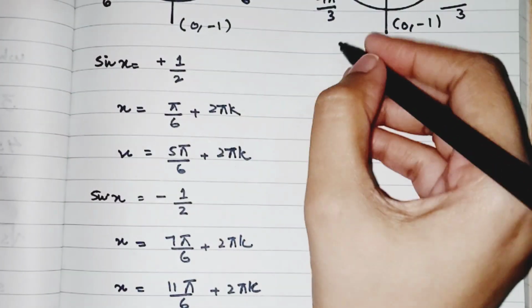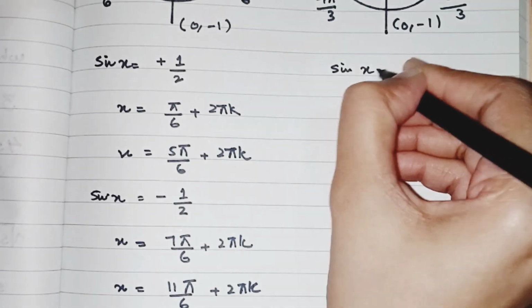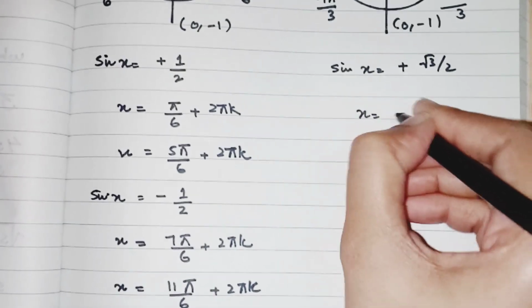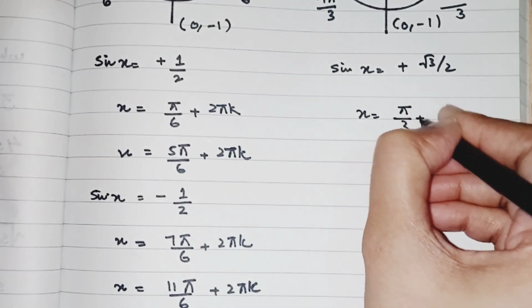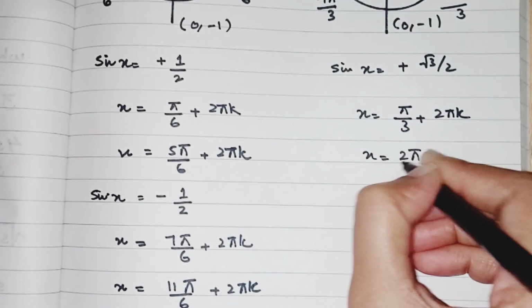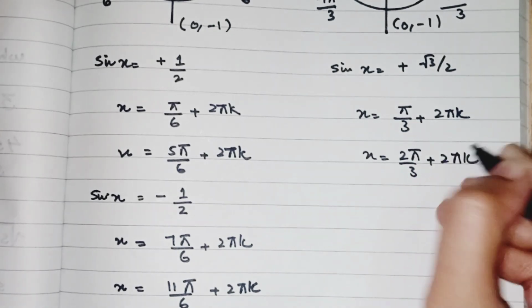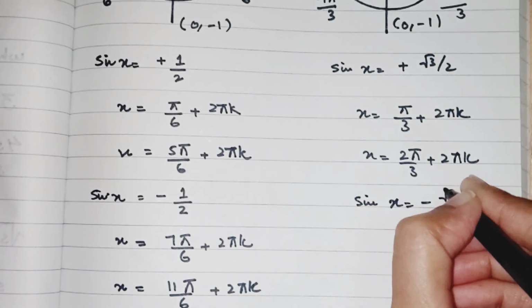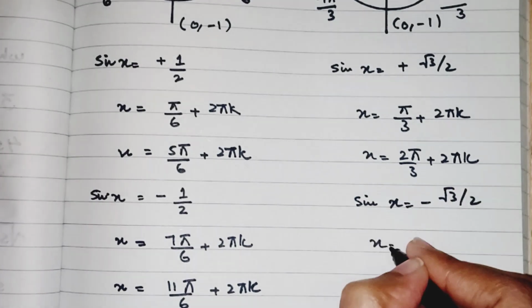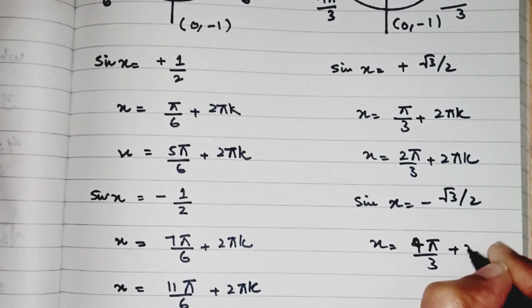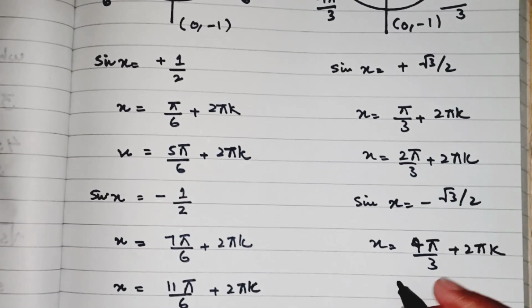Writing the values all together, sine x is equal to plus under root 3 upon 2. So we have a value of pi upon 3 plus 2 pi constant, and the other value is 2 pi upon 3 plus 2 pi constant. For sine x negative root 3 upon 2, we have the value of x as 4 pi upon 3 plus 2 pi constant and 5 pi upon 3 plus 2 pi constant.